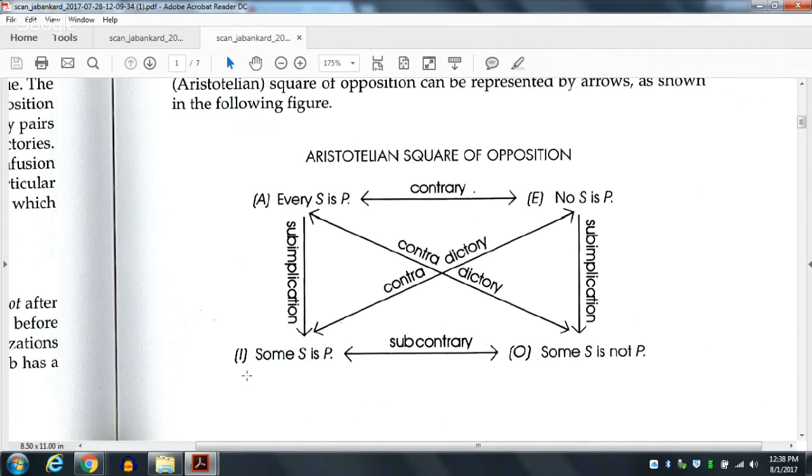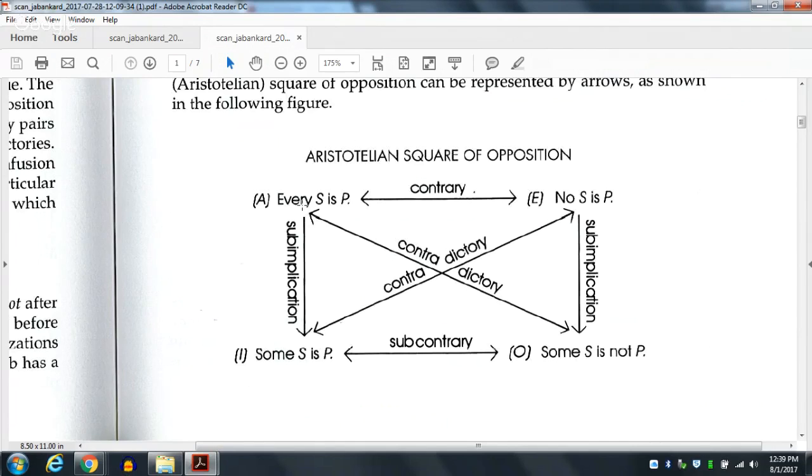What about A and I? What's the relationship between A and I? A is what we call a sub-implication of I, or I is a sub-implication of A, I should say. If A is true, I must also be true. If every firefighter is brave, then some firefighter is brave, right? So if A is true, I must also be true. I is an implication of A.